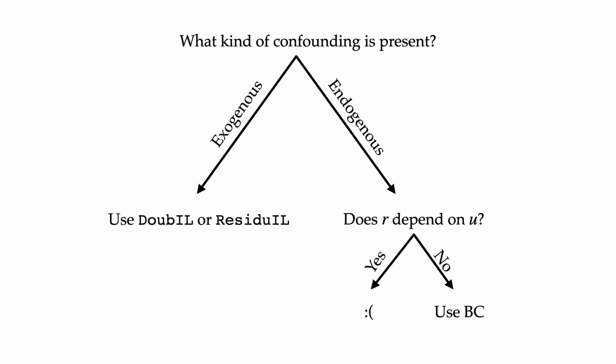We can summarize our discussion over the past few minutes in a flowchart. Under exogenous noise, using one of our causally consistent approaches is recommended. Under endogenous noise and a restricted class of reward functions, behavioral cloning is the right answer. It is an open question to determine what the right approach is, if any exists, for endogenous noise with rewards that can depend on this noise.